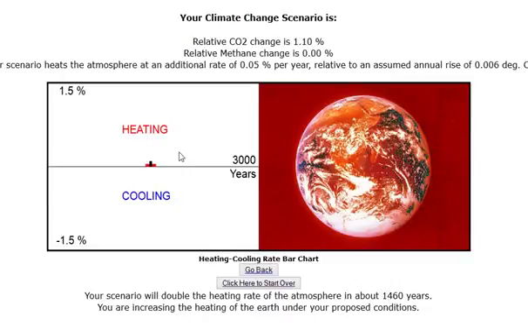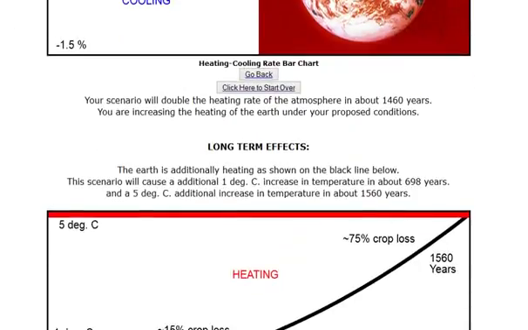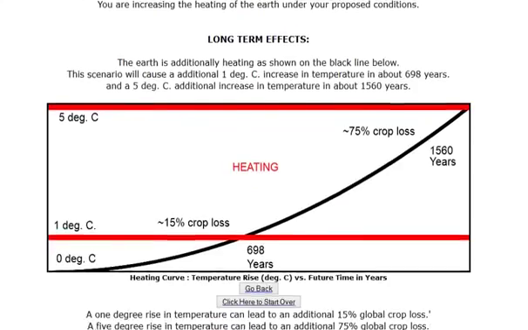You basically get three things. You get the direction of the change, being either a heating or cooling effect. You get the magnitude of the change by the height of the bar here, and then you get a time factor associated with that change, and that time factor is described down here below, in this case as a doubling of the heating rate.